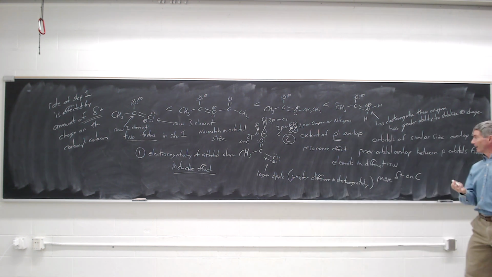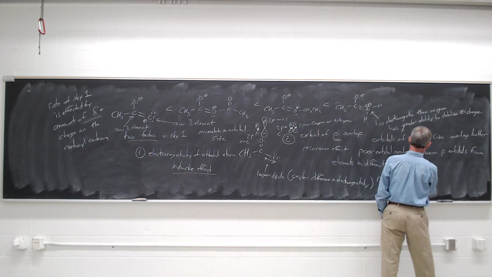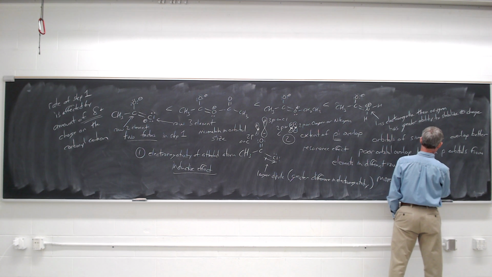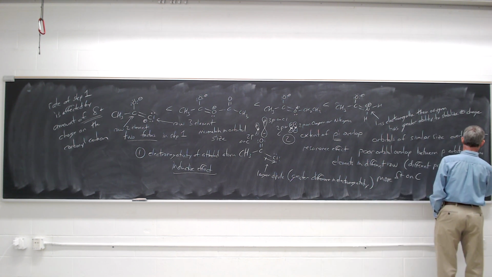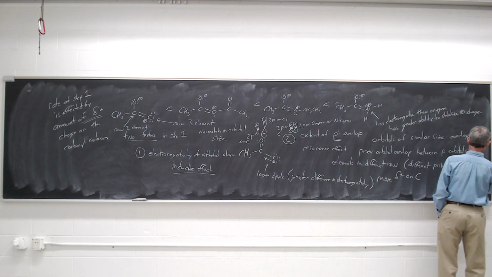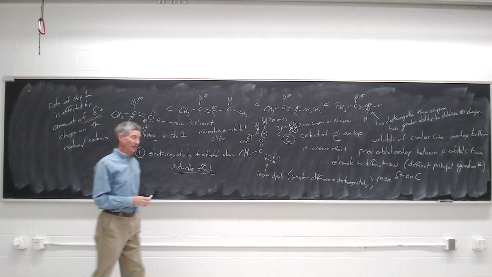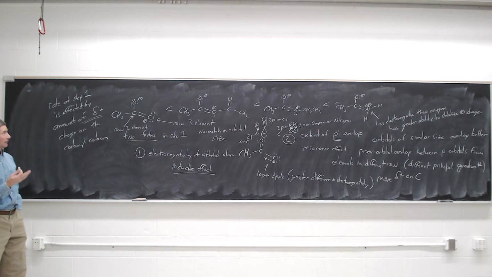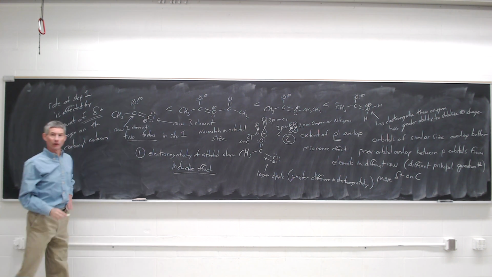Which is another way of saying p orbitals with different principal quantum numbers. So an n equals 2 p orbital and an n equals 3 p orbital, like we have in the carbon-chlorine bond, doesn't overlap very well. We don't get a lot of this resonance contribution.